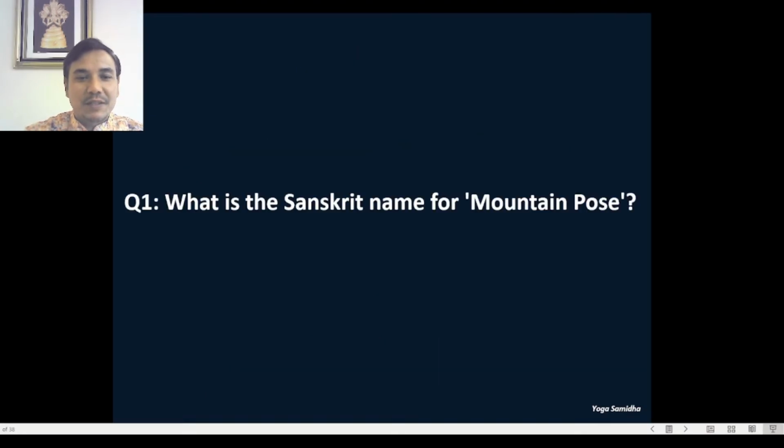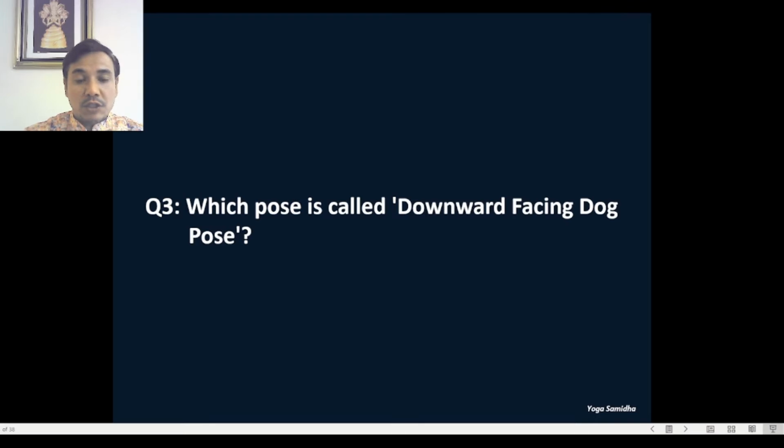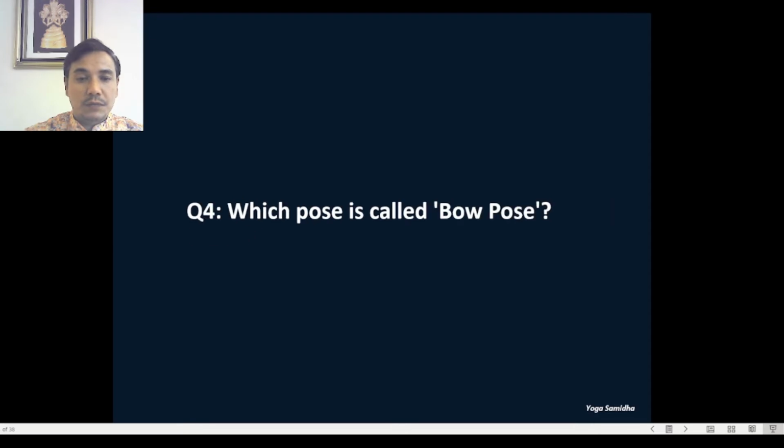Let us start. The first question, what is the Sanskrit name for mountain pose? Question second, which pose is known as tree pose? Tree pose. Question third, which pose is called downward facing dog pose? Downward facing dog pose. Question fourth, which pose is called bow pose?